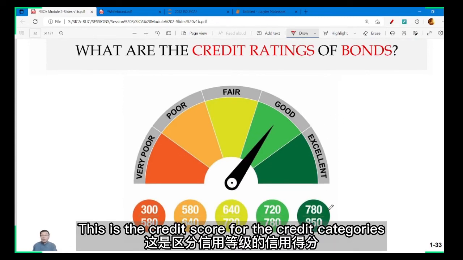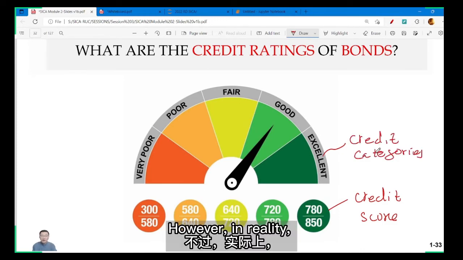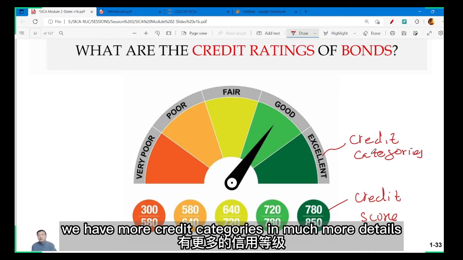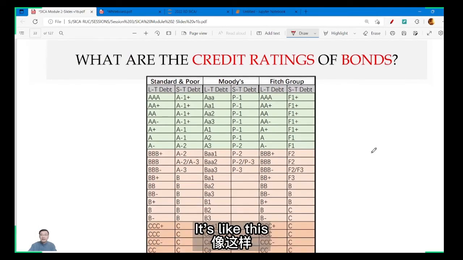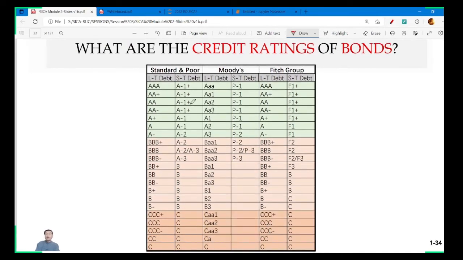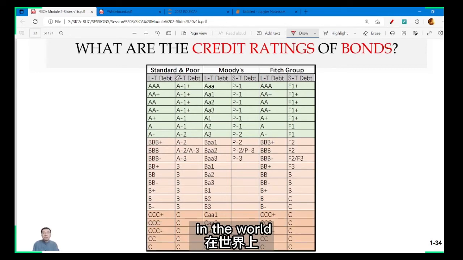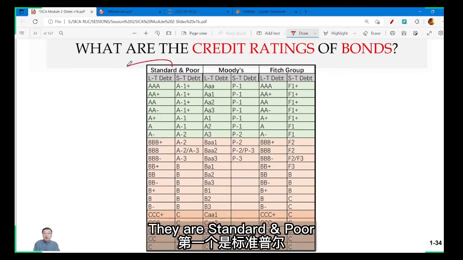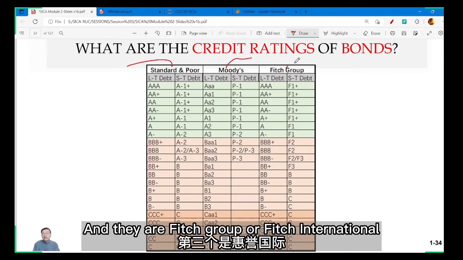This is the credit score for the credit categories. However, in reality, we have more credit categories in much more detail. It's like this. For credit ratings, there are 3 very famous credit rating companies in the world. They are Standard & Poor's, Moody's, and Fitch Group or Fitch International.